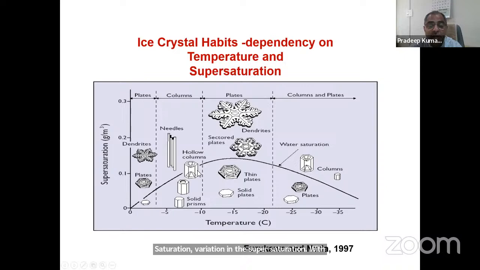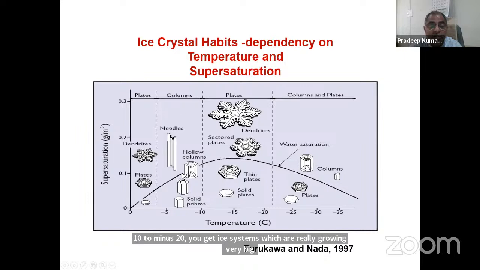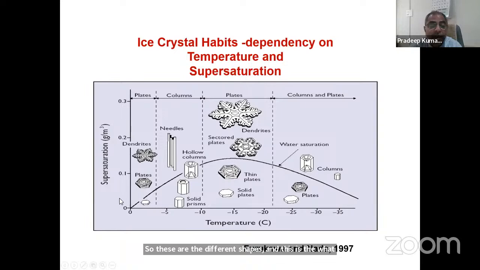So at between around -10 to -20, you get ice crystals which are growing very big. So these are the different shapes, and this is the water saturation line. That is where the 100% relative humidity with respect to water is. And this is the ice saturation.